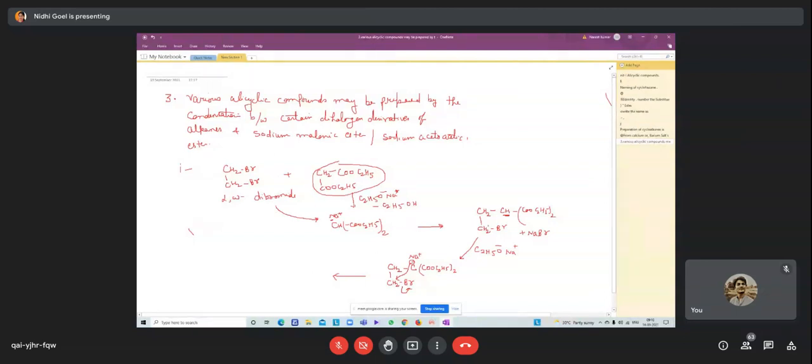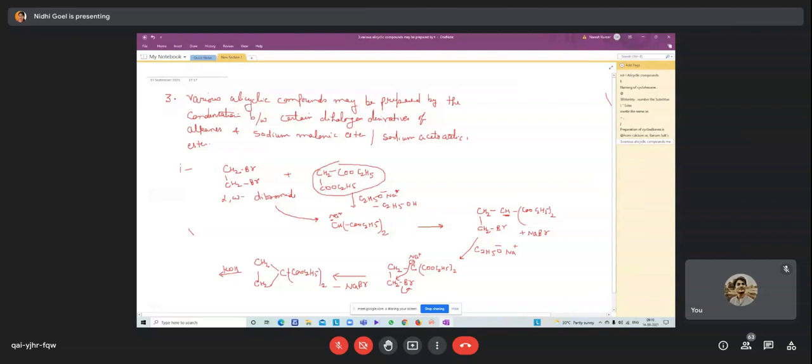So this is the active compound. It reacts with the dibromide, and this compound is formed with the elimination of sodium bromide. Here one active hydrogen is also present, so it has to be removed in the presence of sodium methoxide. Further active compound is formed. This negative charge reacts with the CH2 with the elimination of sodium bromide. So what will be the product? CH2, (COOC2H5)2.